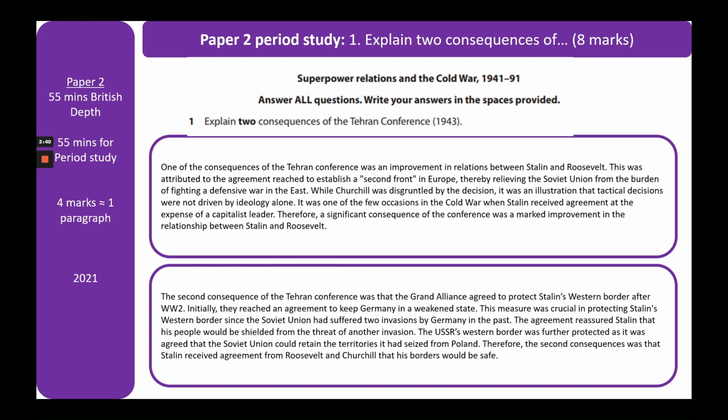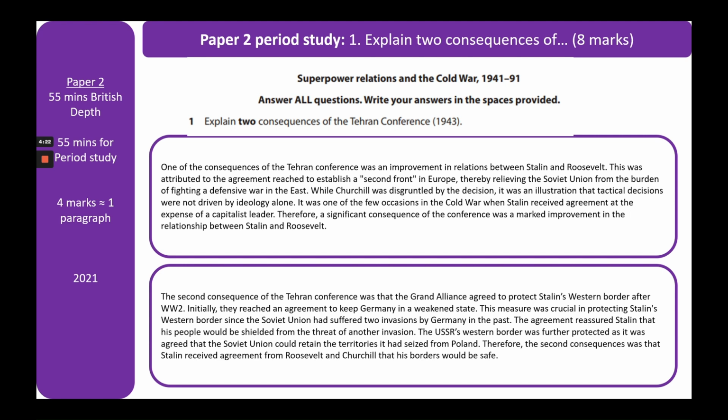So the second consequence of the Tehran conference was that the Grand Alliance agreed to protect Stalin's western border after World War II. Initially, they received an agreement to keep Germany in a weakened state. This measure was crucial in protecting Stalin's western border, since the Soviet Union had suffered 2 invasions by Germany in the past. This agreement reassured Stalin that his people would be shielded from the threat of another war. The USSR's western border was further protected, as it was agreed that the Soviet Union could retain the territories it had seized from Poland. Therefore, the second consequence was that Stalin received agreement from Roosevelt that his borders would be safe.